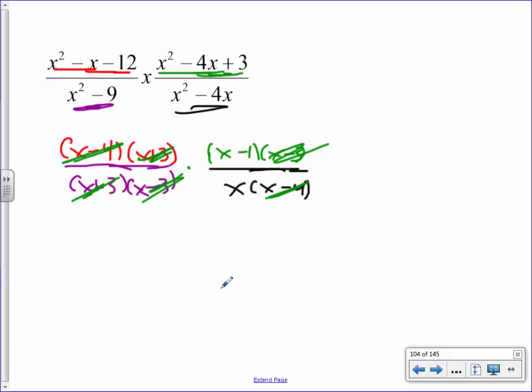What's left? Can you do this? Not the opportune time anymore. One's a binomial, one's a monomial, that doesn't count. So don't try to take it to -1. Oop, I went too far. It's x minus 1 over x. That's it. There is nothing more that you can cancel.